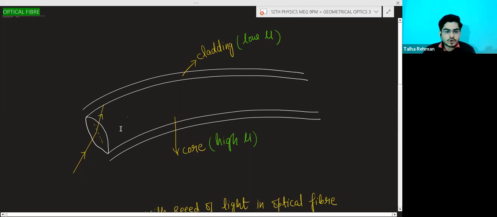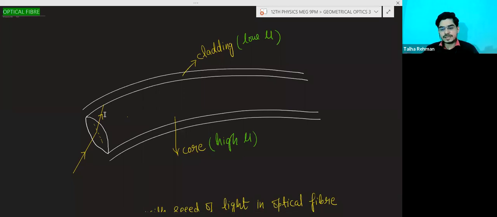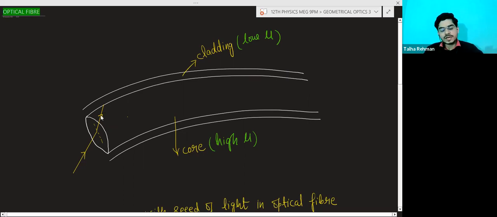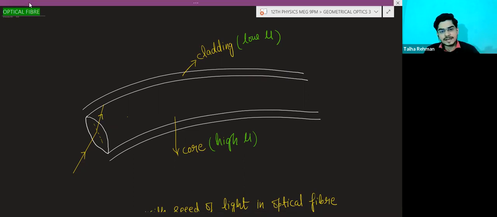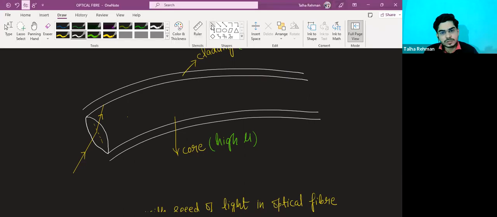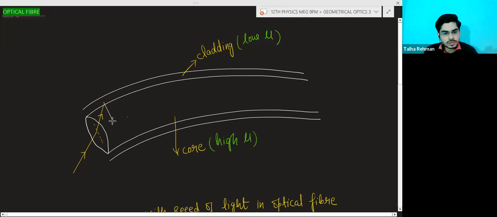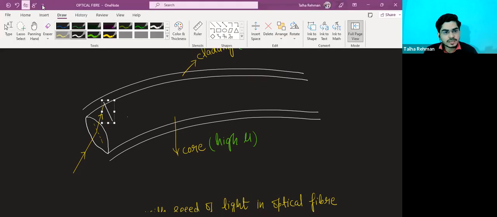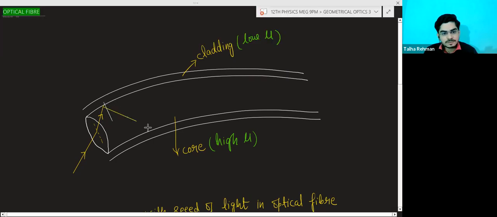Now you will see from here to here. Now this ray, the core medium has high refractive index and the cladding medium has low refractive index. Now this ray is going from denser to rarer medium, and this optical fiber is fabricated in such a way that total internal reflection takes place at any angle of incidence. So if you draw the normal like this, the total internal reflection of this light ray will take place like this.